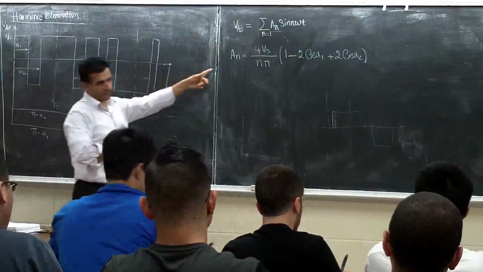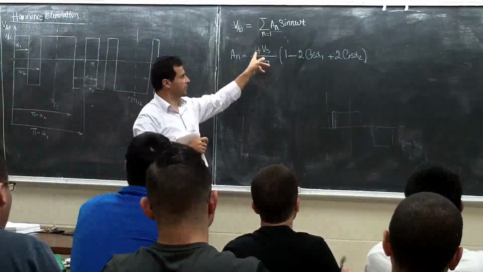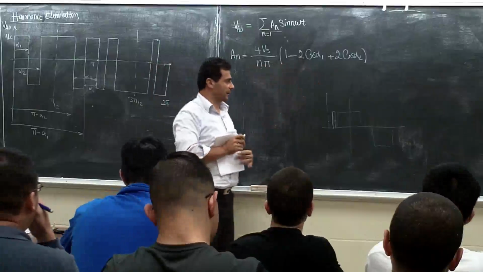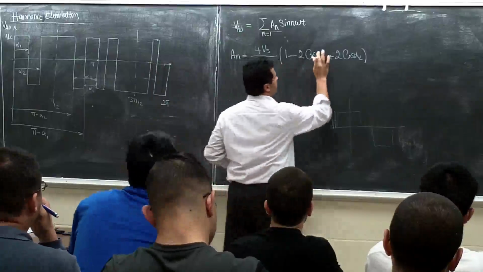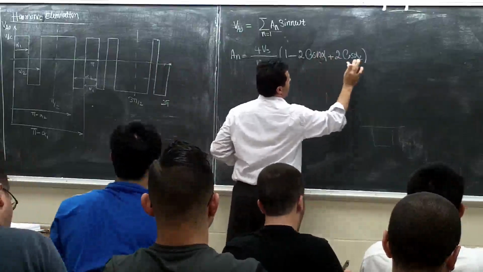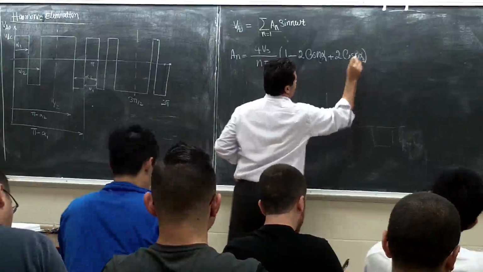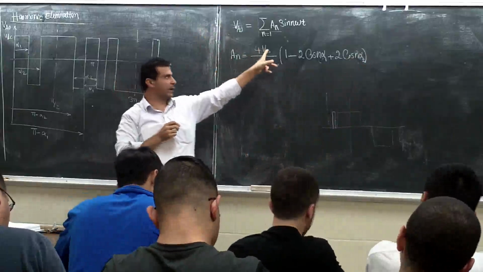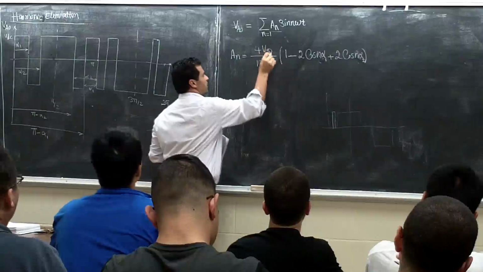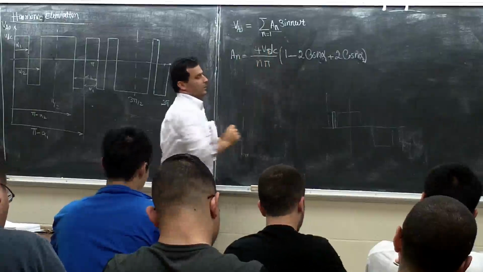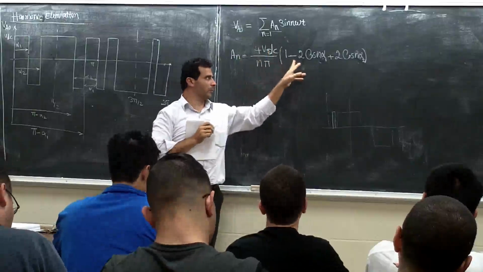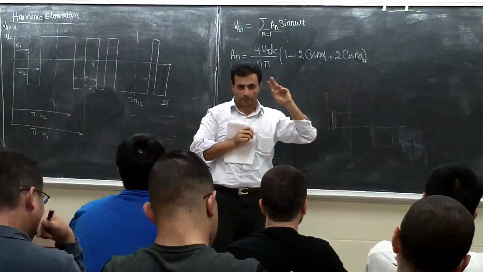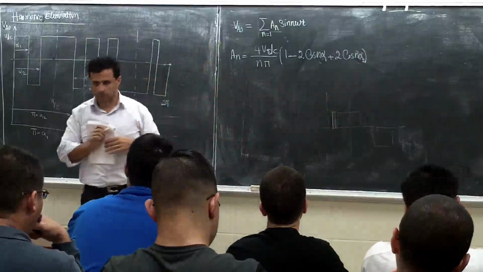So basically the fundamental harmonic is going to be how much? It's going to be 4 Vs over pi, right? N is 1 for the fundamental. 1 minus, and I'll put that n here. Should be n alpha 1 and n alpha 2. So the V1 or A1, as we call it here, is going to be 4 VDC over pi times 1 minus 2 cosine of alpha 1 plus 2 cosine of alpha 2, right? But if we have more notches, there is a general equation.